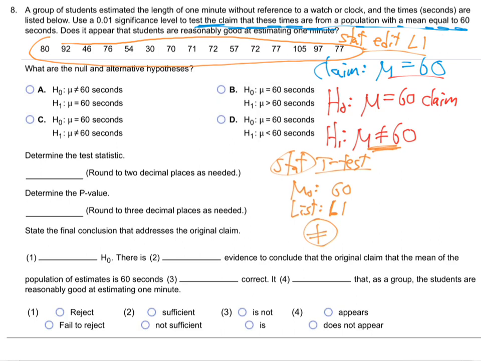And I'm getting t equals 2.35, yeah. 2.35. And the p-value 0.034.